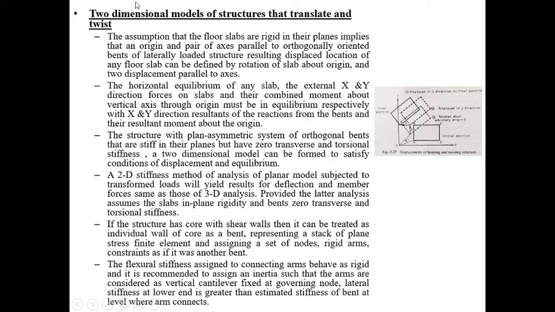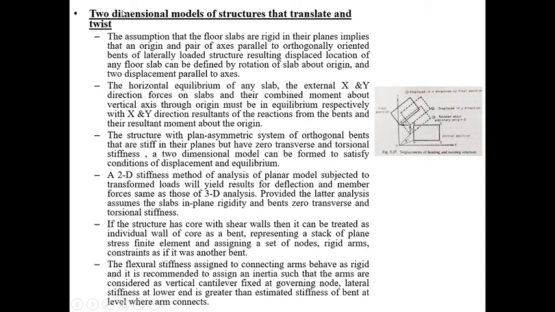The next is two-dimensional models of the structure that translate and twist. So in the previous one it was two-dimensional models of non-twisting, whereas next, you will be seeing here the two-dimensional model which will translate as well as twist. So this is the third reduction technique.